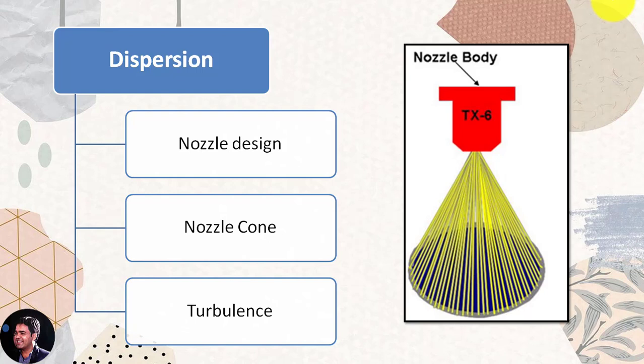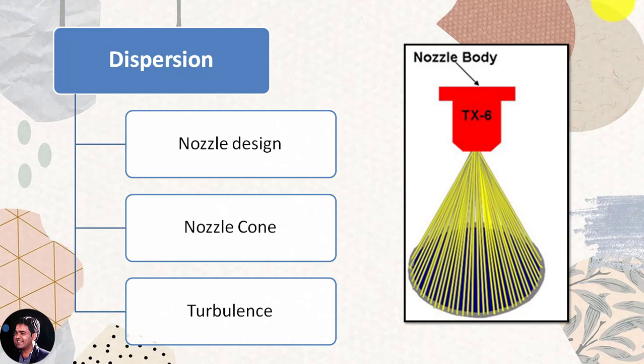Dispersion process you can define as the making of a mixture of air and fuel inside this cylinder. Now, with better dispersion, we are able to achieve a homogeneous mixture. With the help of better dispersion, the combustion process will be smoother and the efficiency of the engine will be quite higher. This dispersion depends on the nozzle design, nozzle cone and turbulence.